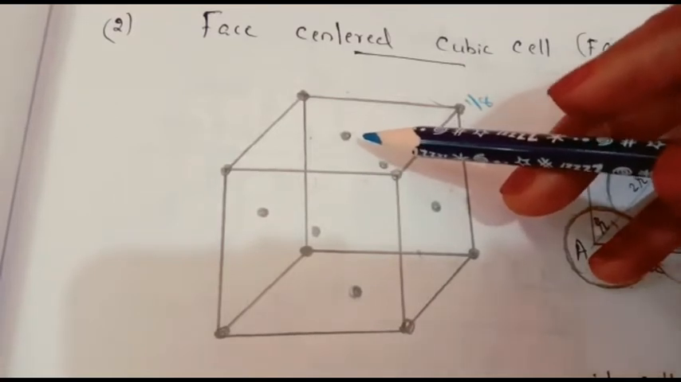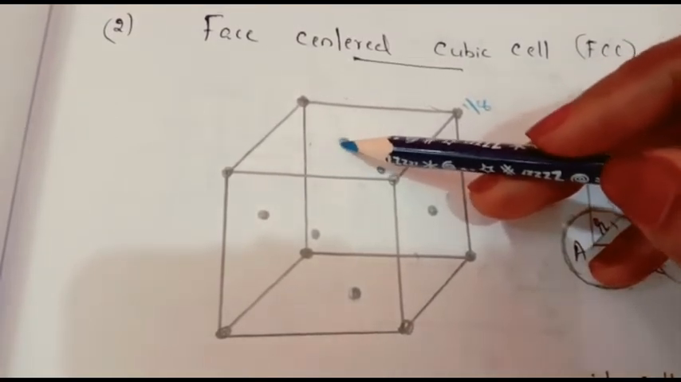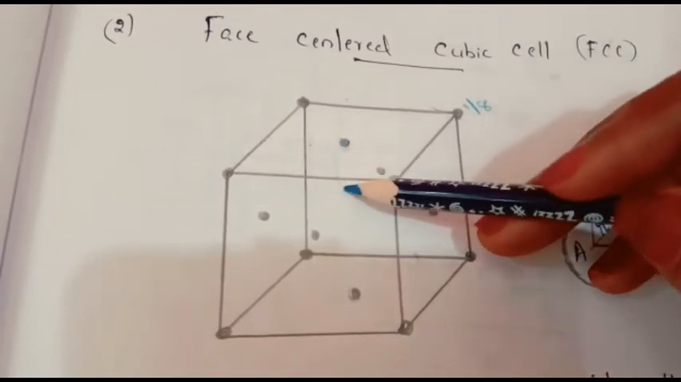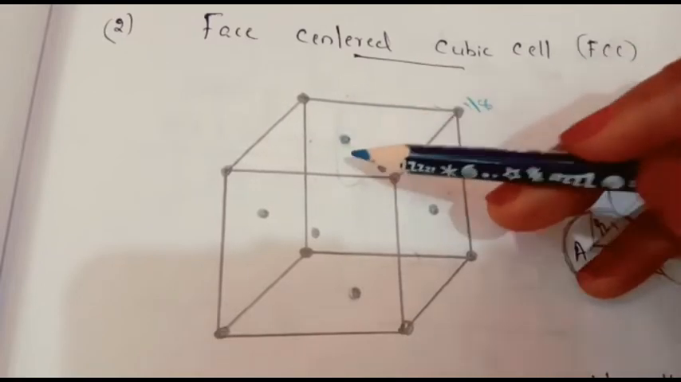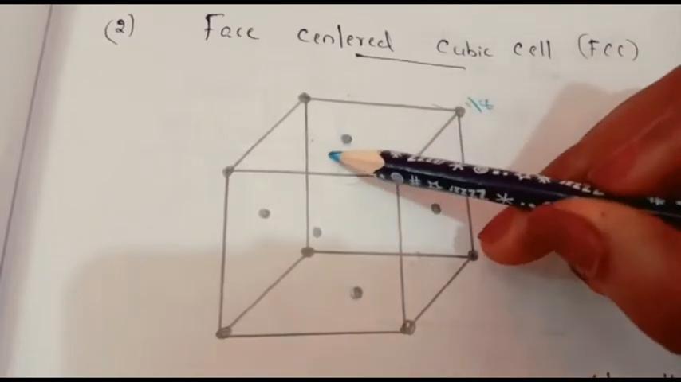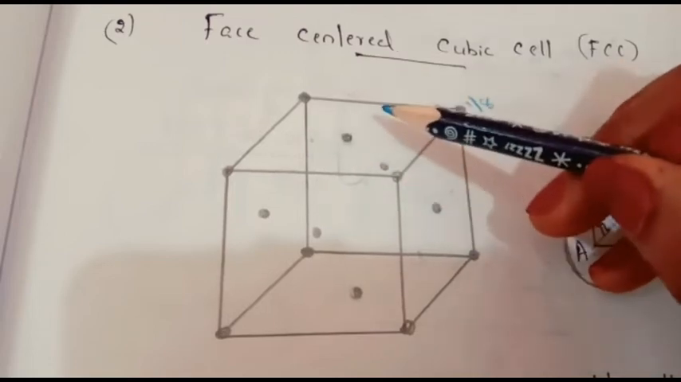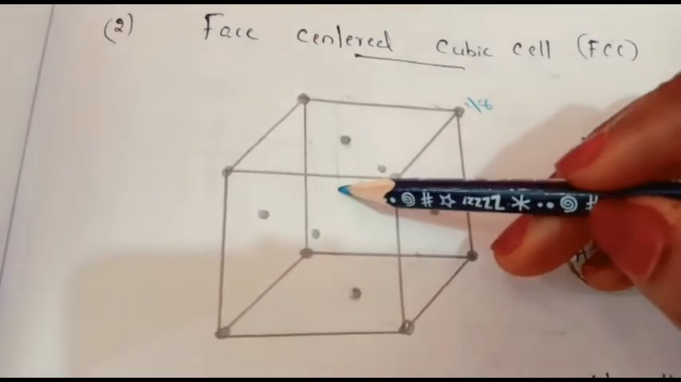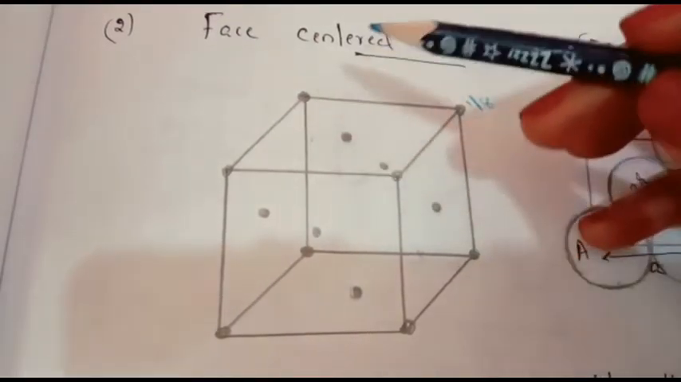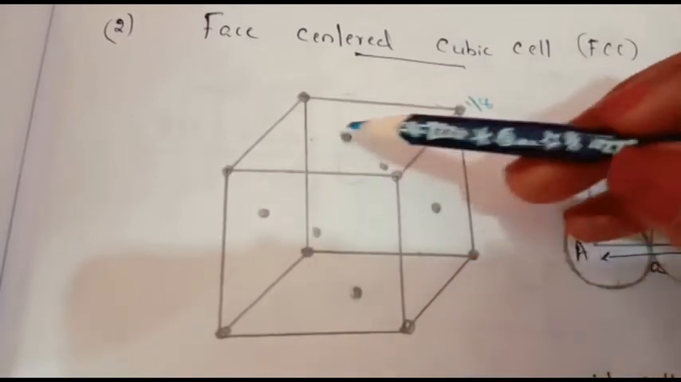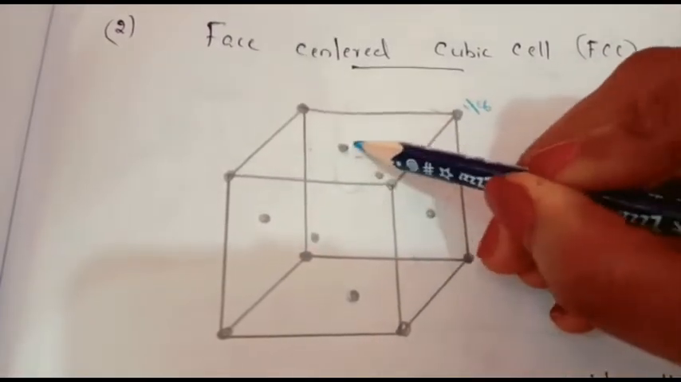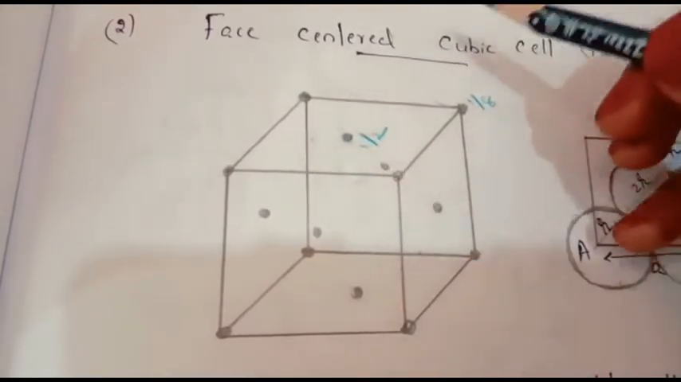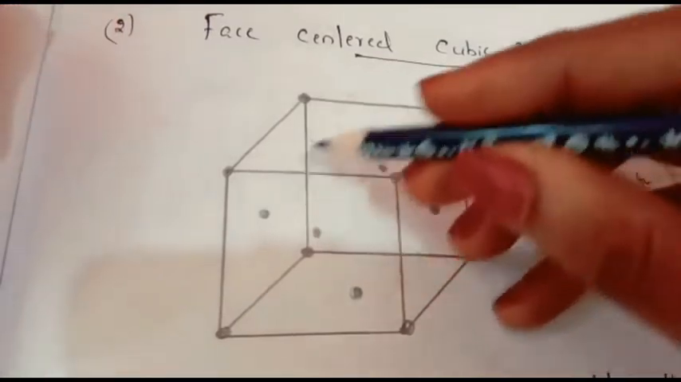Here we should understand the face center. Suppose it is a ball: half of the ball will be inside the cube and the other half will be outside. When you put a ball here, inside the cube half of the ball will be there, and outside half will be there. So each unit cell will get only half of the atom. The other half will be outside, shared with other cubes. So everywhere it will be half.